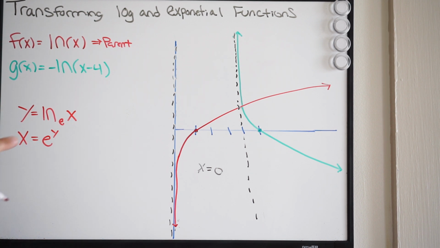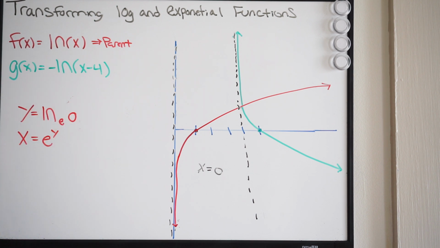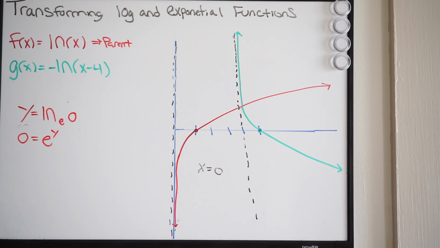Well, knowing that, what happens if I replace the x here with 0? Well, this x here becomes 0, and this becomes impossible. e to any power, or a base to any power, will never be 0. It will never be 0. It's impossible. So since it's impossible, it's not part of the answer here. So that's why we have a vertical asymptote here. It's impossible.